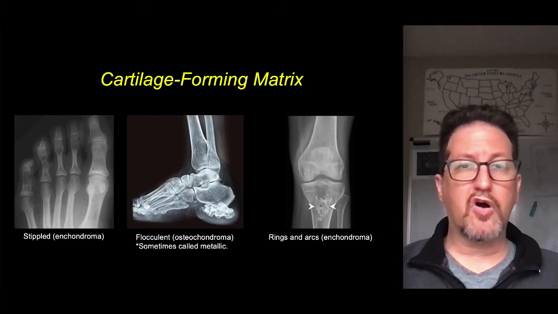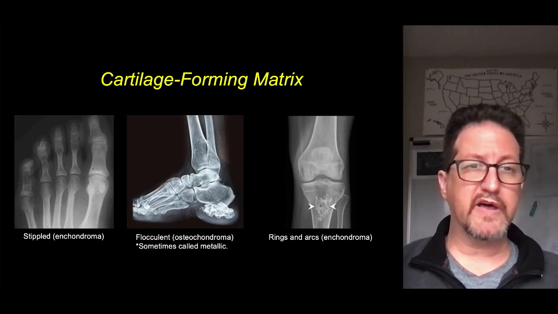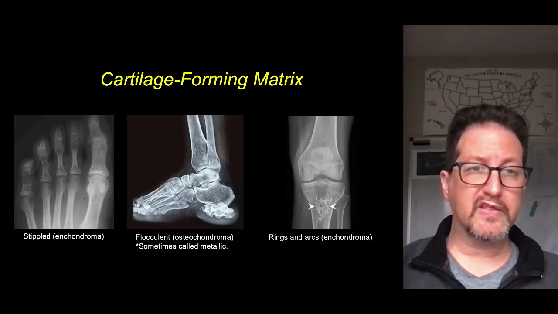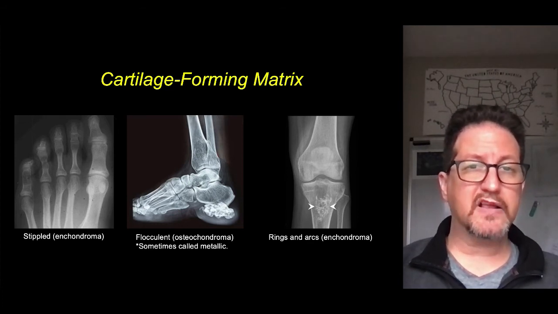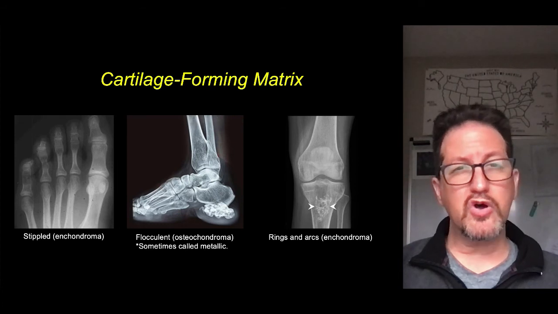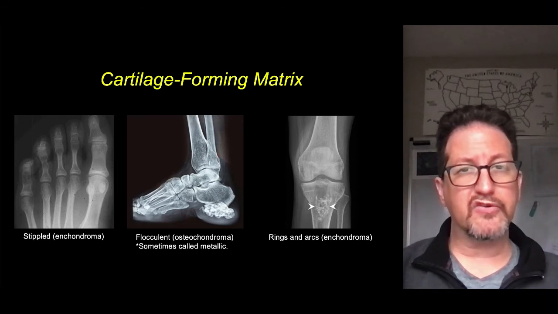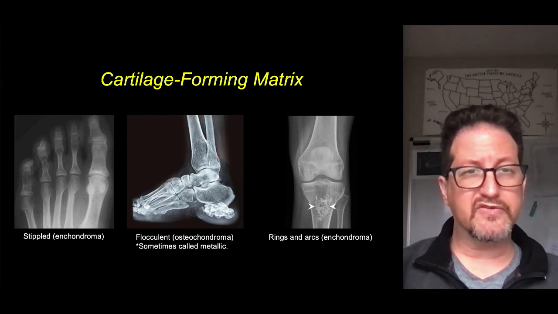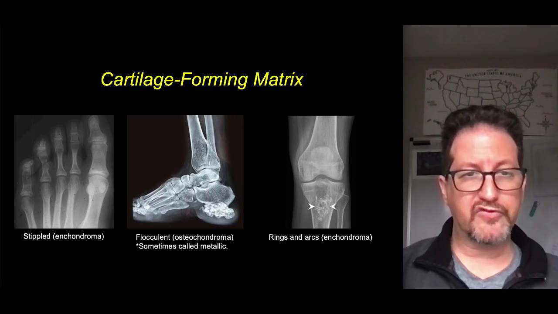Now, if we look at the cartilage forming matrix instead, you have to look really carefully on the left image. The fifth proximal phalanx has a lytic lesion, and this is an enchondroma. But if you look in the center of that lytic lesion, you'll see a small sclerotic area, little tiny dots almost, and that is a stippled matrix.